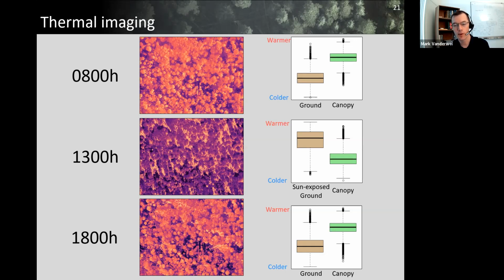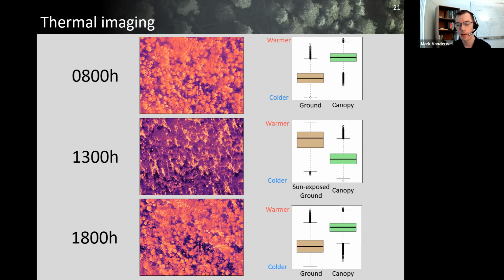These 3 panels show the same site taken in the morning, at midday, and later in the evening. In both the morning and the evening, the tree crowns were warmer than the ground layer, but at midday, that situation was reversed, and the crowns were cooler than the sun-exposed parts of the ground vegetation.